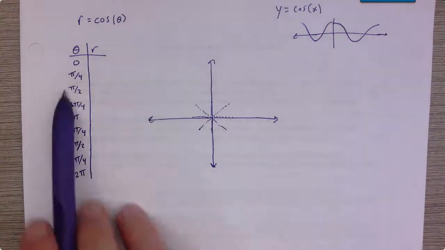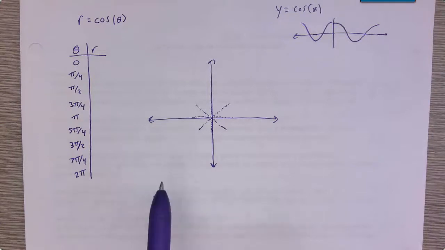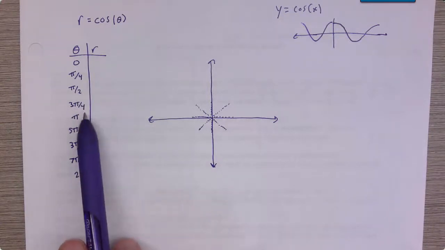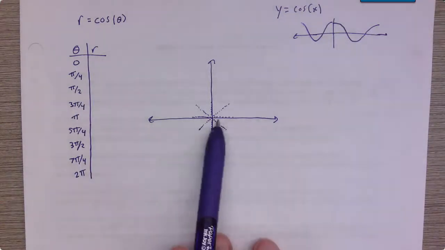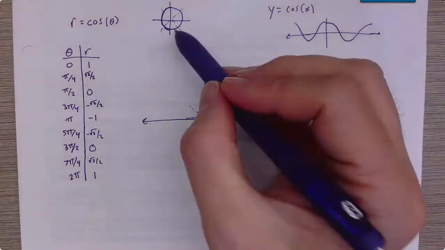All right, let's evaluate this one at all the multiples of 45 degrees. So pi over 4, pi over 2, 3 pi over 4, and so on. And I've made little dotted lines to indicate where those angles are. Plug it in. All right, there we go. I made a little unit circle here.